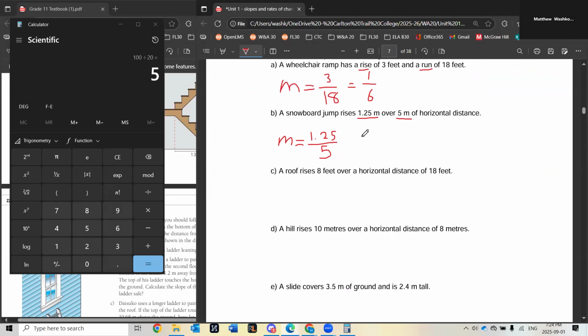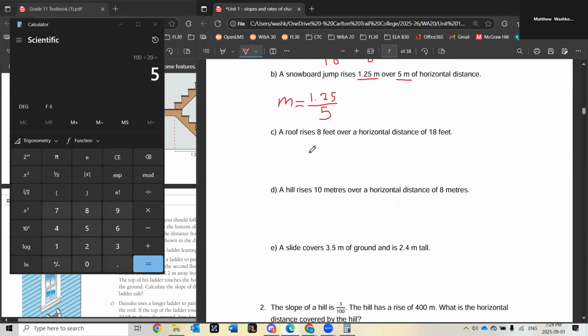Question C is more of a workplace 30 thing, so we don't have to worry too much about that in this case. Now, question C, a roof rises 8 feet over a horizontal distance of 18 feet. So my rise in this case is 8. My run is 18. Oh, they're both even. I can simplify. Let's cut them in half. 4 over 9. I can't divide these by 2. I can't divide these by 3. I can't divide them by 4. That's it. That's our final answer here.